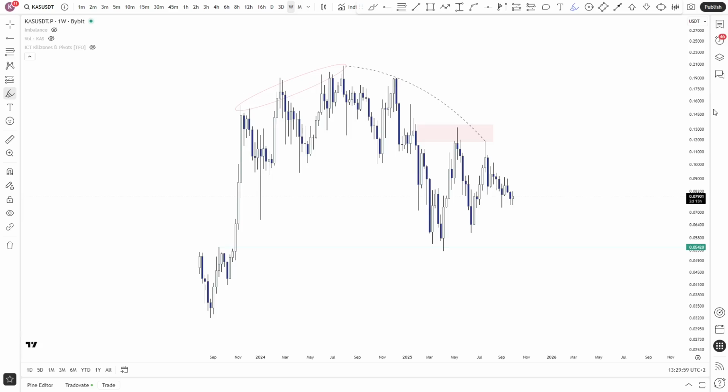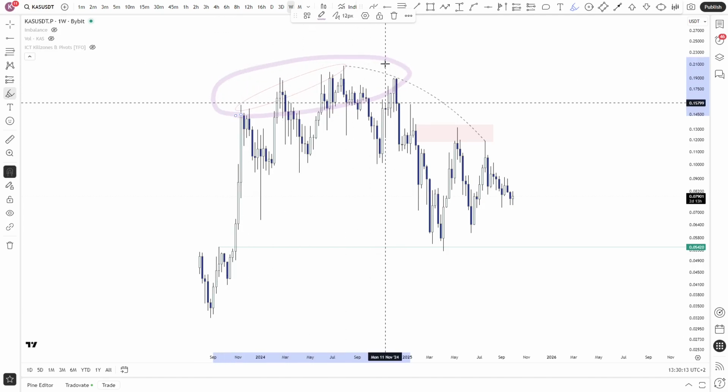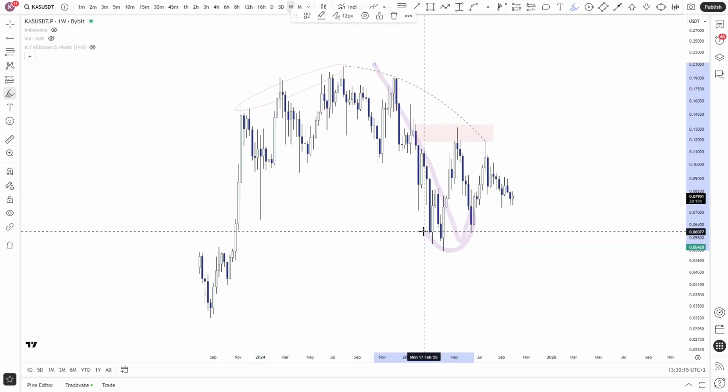Welcome to another technical analysis, and today it's going to be about Kaspa. The crypto coin KAS has lost its hype recently, and that is because of this huge distribution on the highs that brought us all the way down.